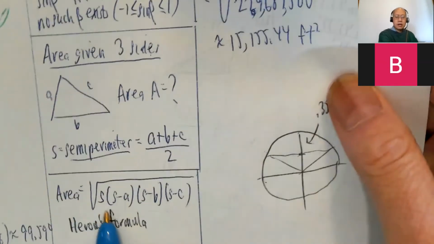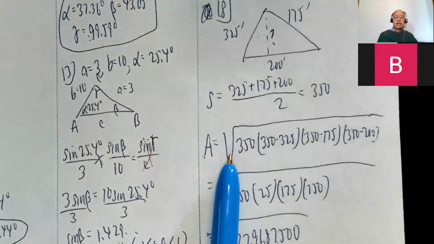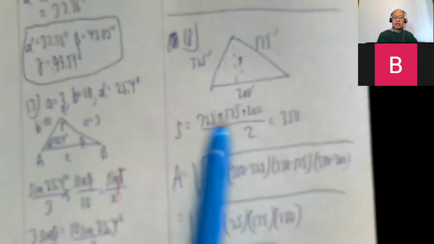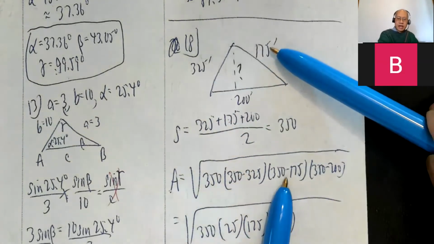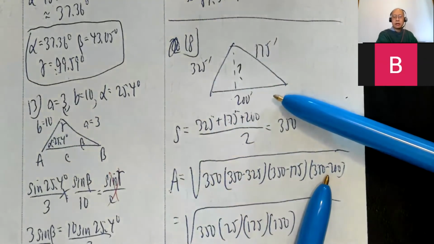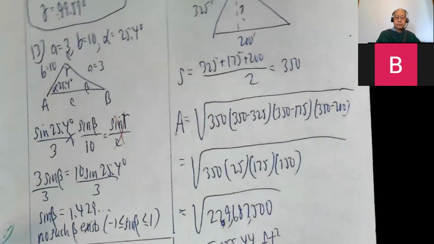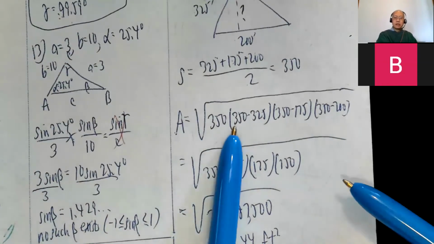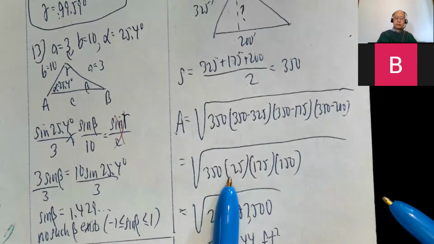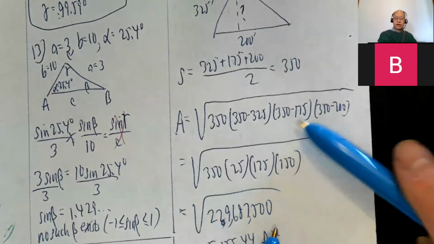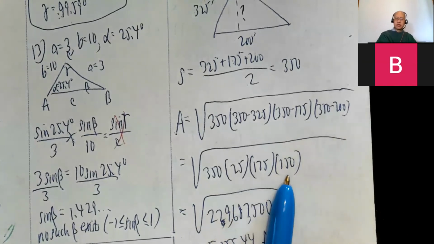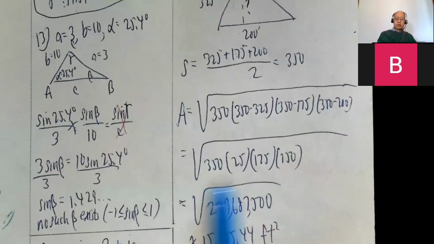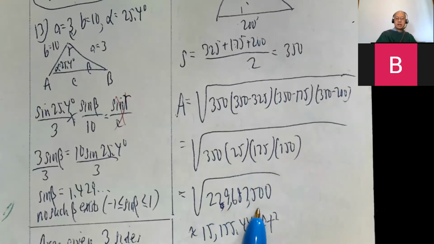And then by formula, I take the square root of the semi-perimeter. And then I go 350 minus each of these guys. So 350 minus that, 350 minus that, 350 minus that. So 350 times 350 minus 325 is 25. 350 minus 175 is 175. 350 minus 200 is 150. Multiply this all up, you get this huge number.